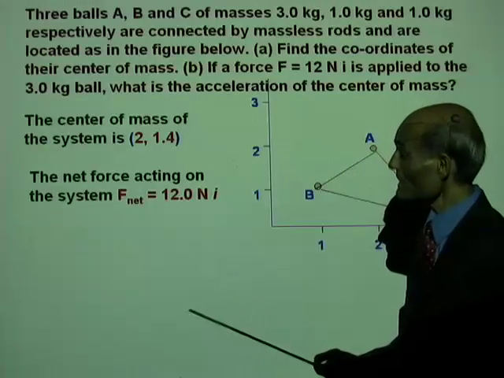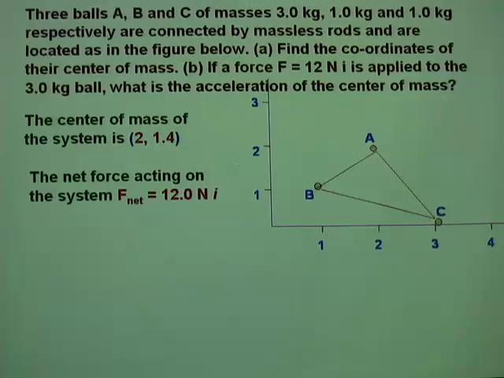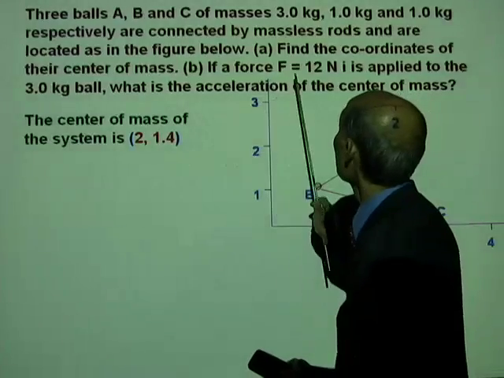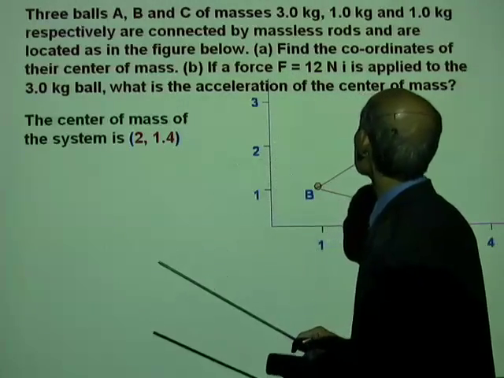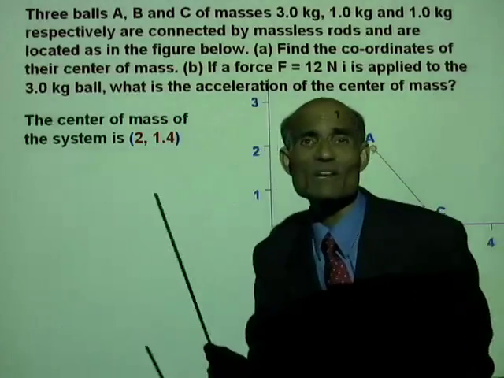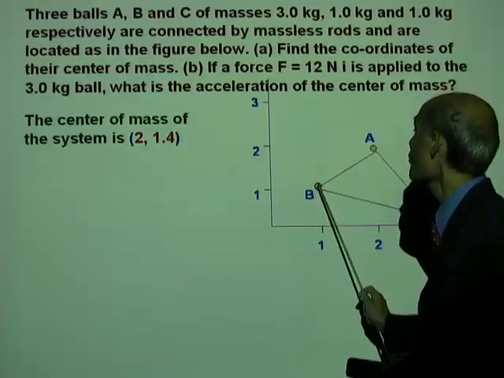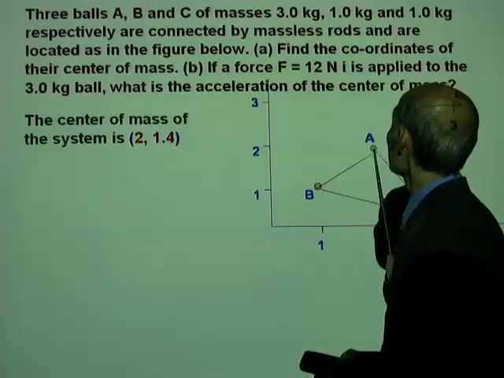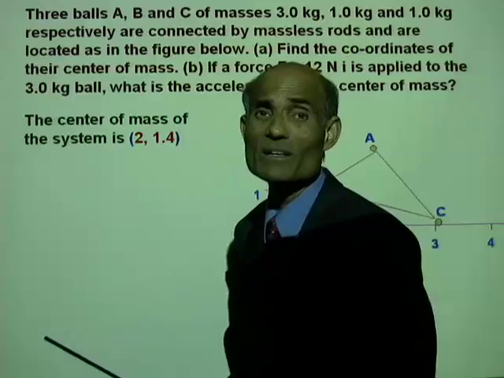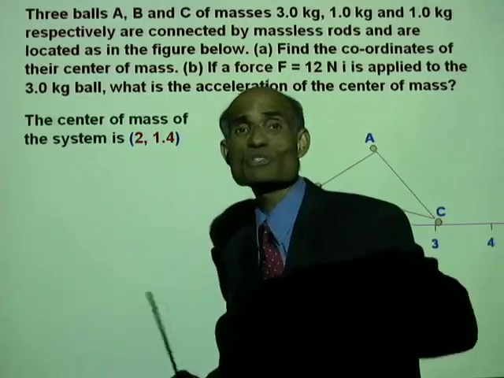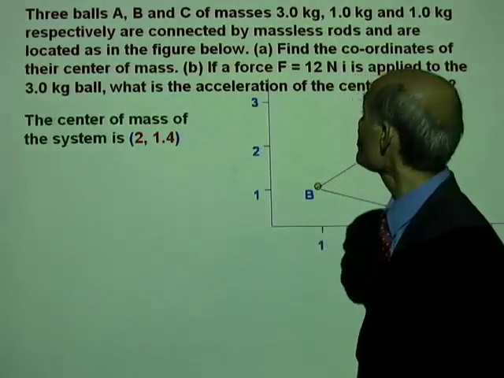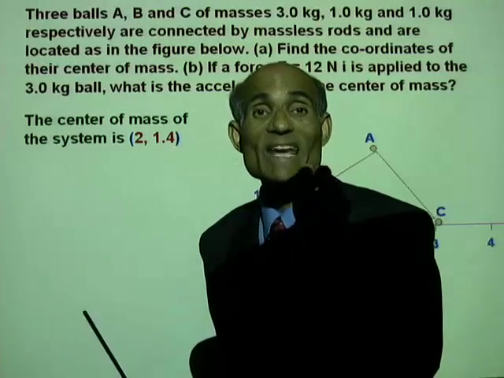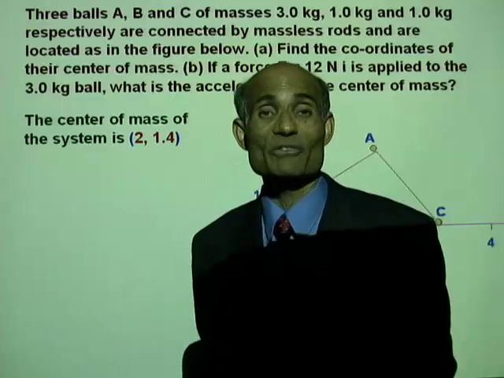And tell me, we have been told that there is a force F equal to 12 Newton applied to the 3 kilogram ball. There is no force on B or C. The 3 kilogram ball at A has a force of 12 Newton acting on it. Tell me, what is the net force at the center of mass?